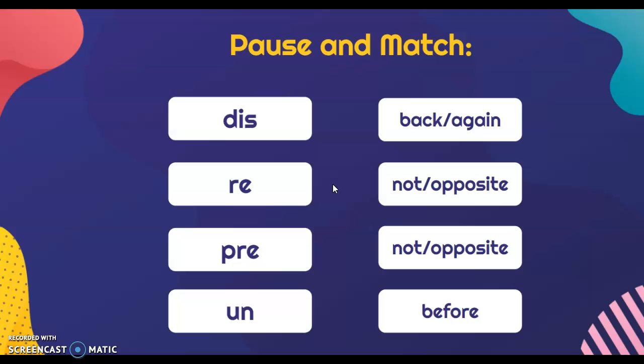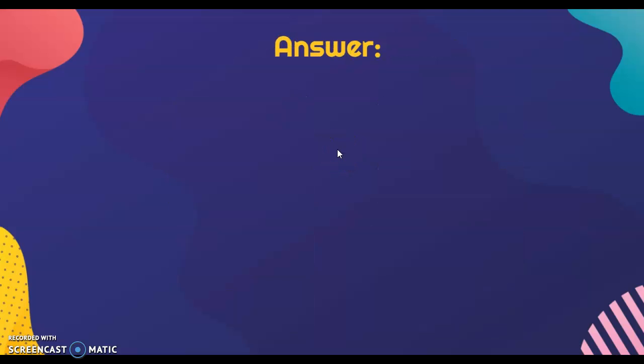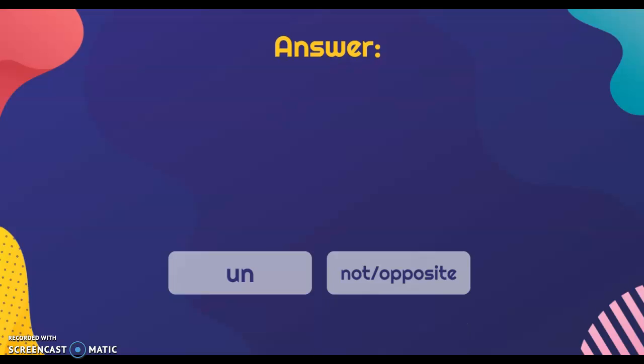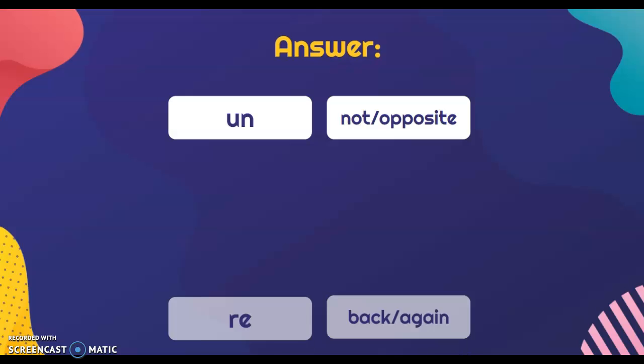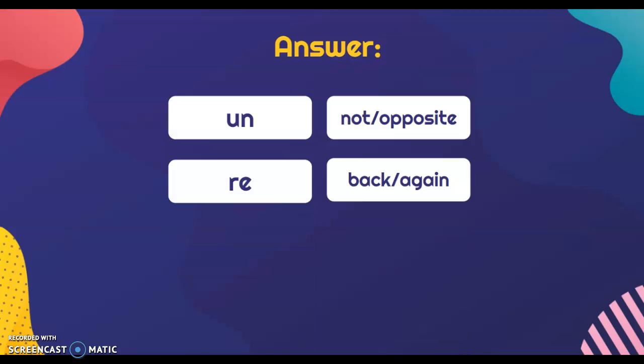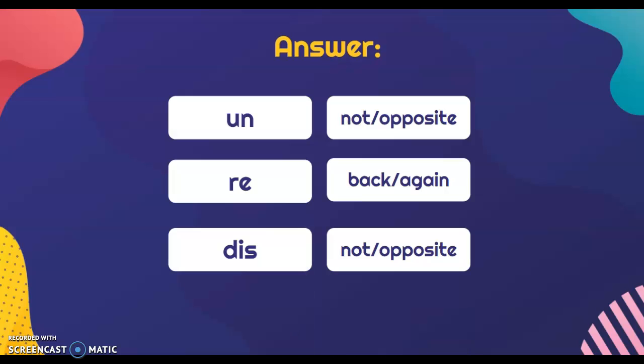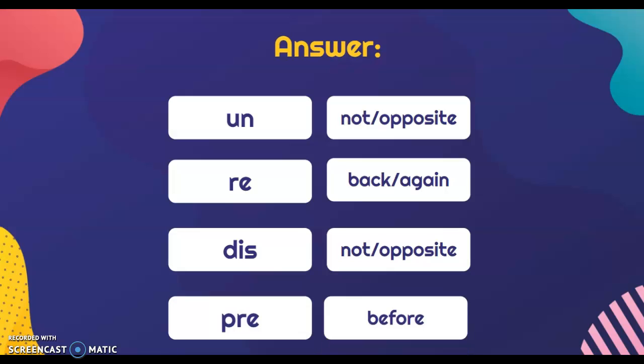Please pause and match the prefixes to their meanings. Restart the video once you have finished. Let's see how you did. Here are the answers. Un means not or opposite. Re means back or again. Dis means not or opposite. And pre means before.